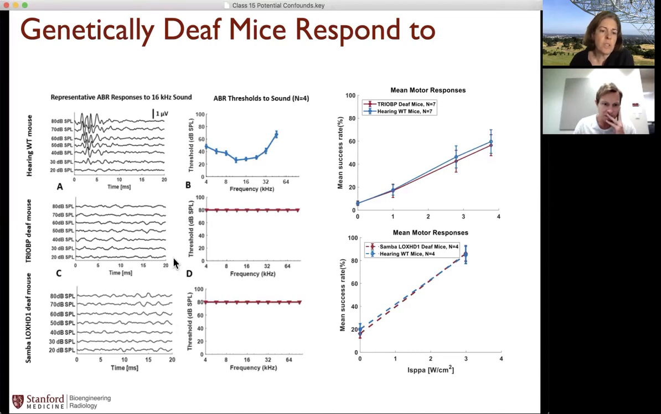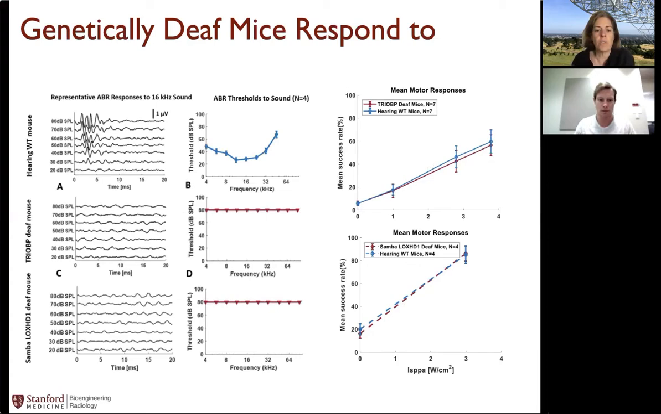So two different genetic strains. And then what we found was that when we did the experiments where we applied the ultrasound to their head and we're looking at their EMG responses, and we plotted out success rate, and this is now as a function of the intensity of the ultrasound, that the genetic deaf mice and the hearing wild type mice responded at the same rate. So here for the one set of genetic knockouts, and then over here for the second set of genetic knockouts. And so that was saying just right off the front that it's not that hearing the sound is necessary in order to have the response that we were measuring.